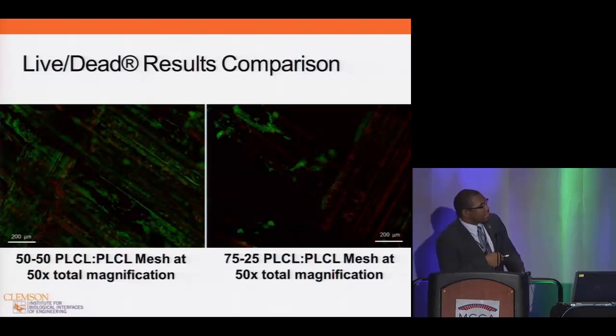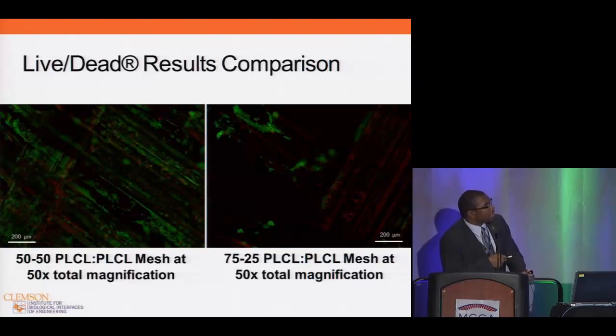I'll just highlight the PLCL meshes here shortly. And again, you can see a lot more cells on the 50-50 mesh than are on the 75-25 mesh, and we believe that that's due to the weave configuration.